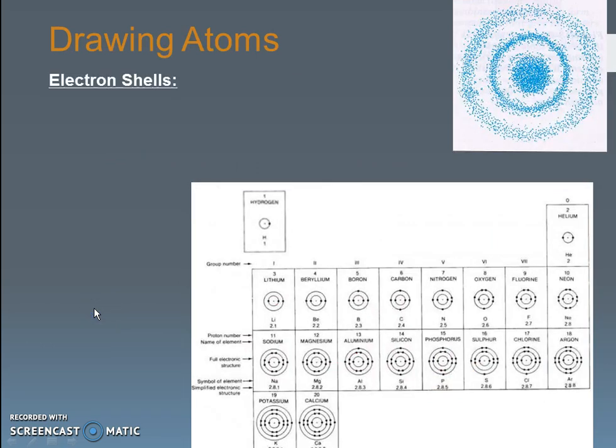Alright, so the electrons now. The number of electrons you also can get from the atomic number. That will be the same as the number of protons, because an atom on its own is neutral. The number of positive charges will be equal to the number of negative charges.